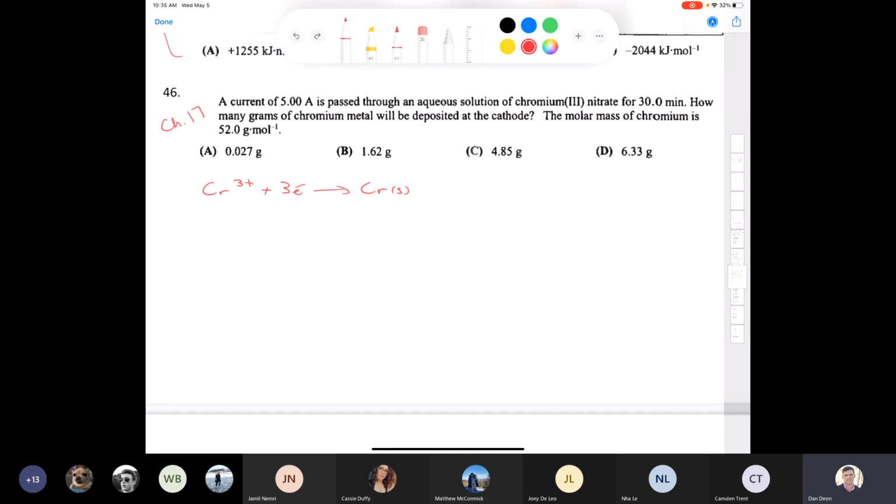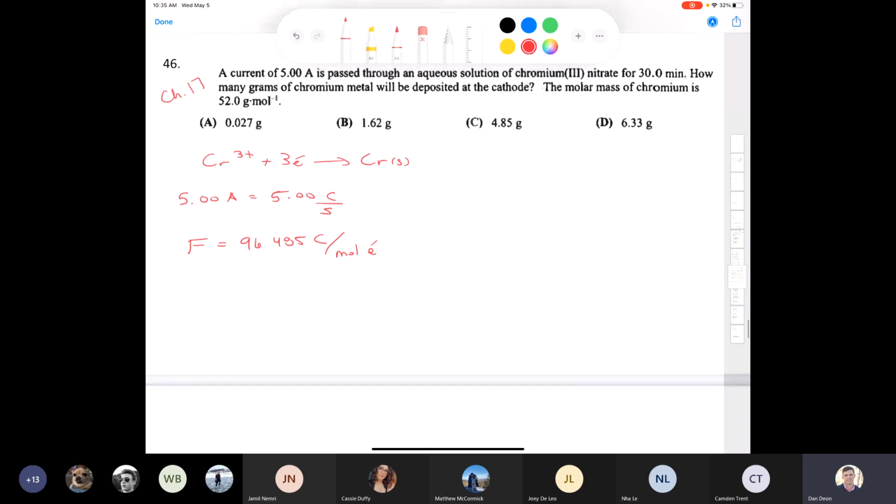So let's see here. You're doing this for 30 minutes, right? And you've got 5 amps. What I told you is that 5.00 amperes is the same thing as 5.00 coulombs per second. Another thing that we're going to need to solve this problem is the Faraday constant. The Faraday constant is that it takes 96,485 coulombs, or that is the charge, for 1 mole of electrons. So with all these things in mind, we should be able to solve the problem.